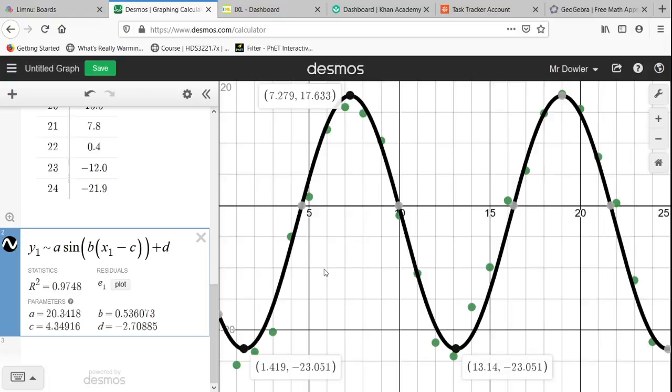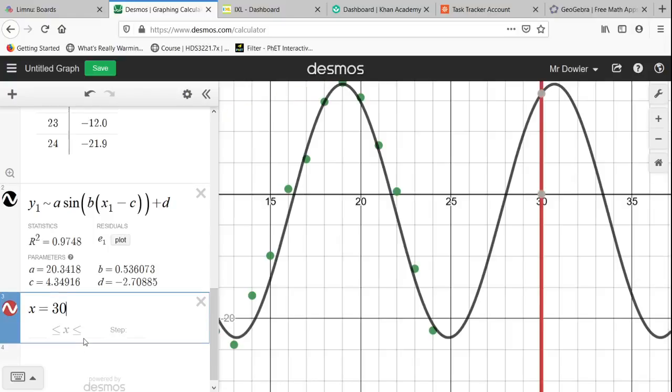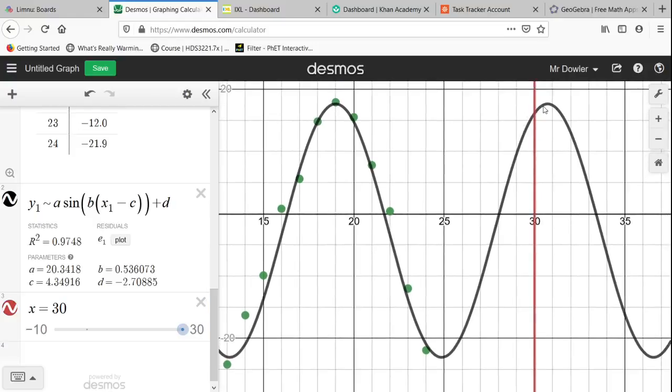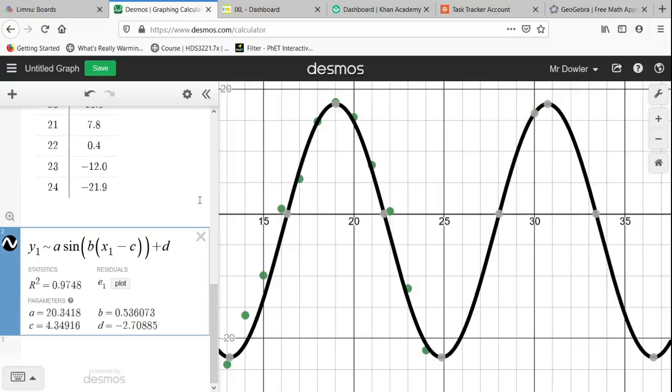Then finally, based on your sinusoidal regression function, what will be the average temperature in June of next year? June of next year would be month 30. So we're expecting the average temperature to be about 16 degrees. Okay, so that concludes question 7.